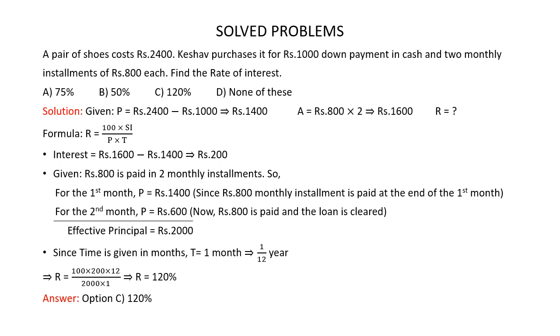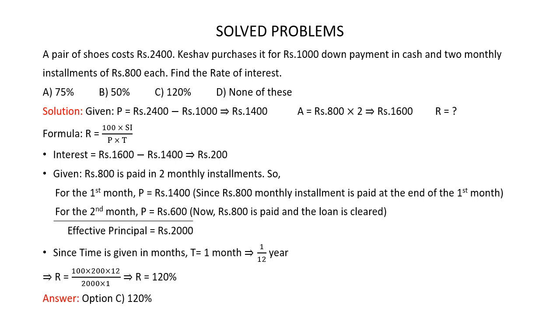SI divided by PT. So first let's look at SI. Now we know that amount is 1,600, principal is 1,400. So interest is 1,600 minus 1,400, which is rupees 200. So simple interest is rupees 200. Now let's look at the principal.